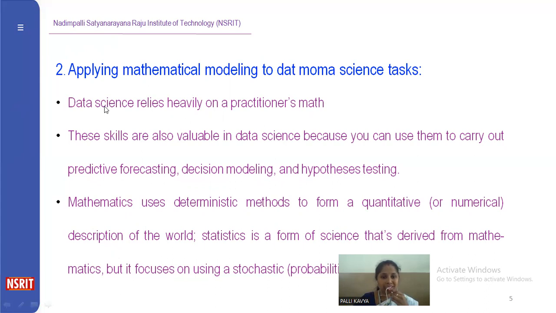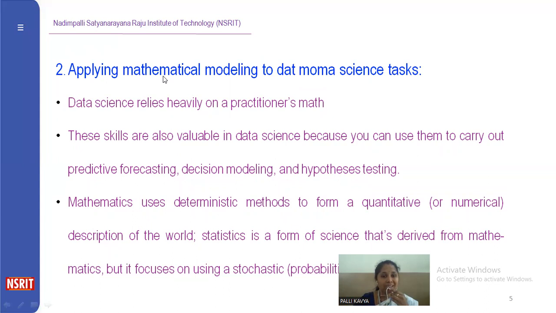Data science is nothing but a study of data. After the study of data, we have to analyze the data. After analysis, we have to predict some things. So that is mainly it. For prediction, math knowledge is very important. Why? Because we have to predict something, make decisions, and form hypotheses.